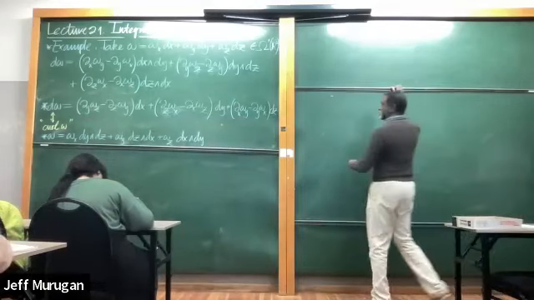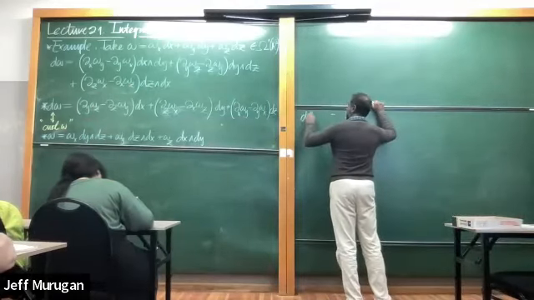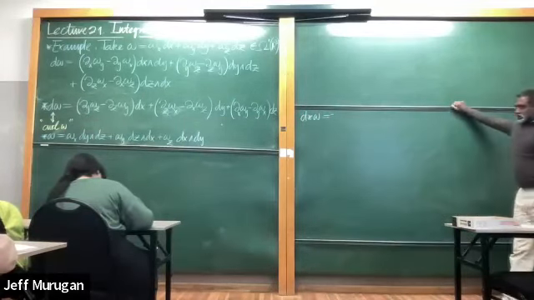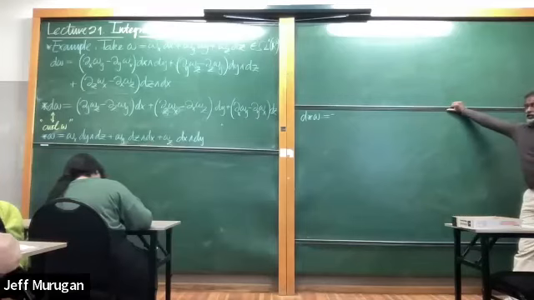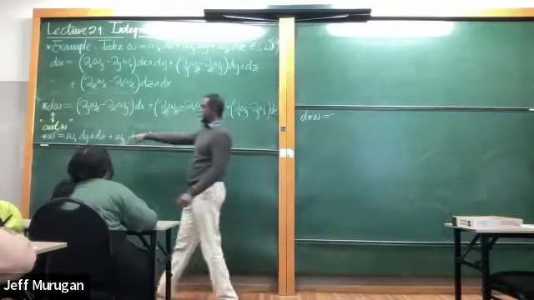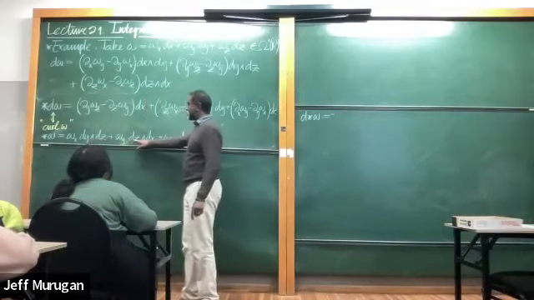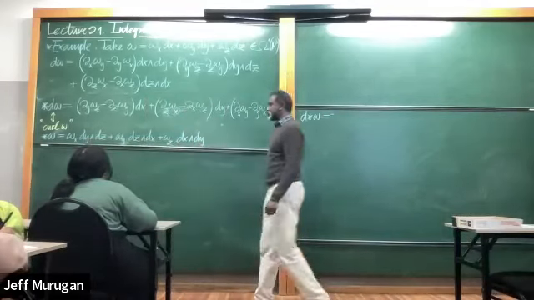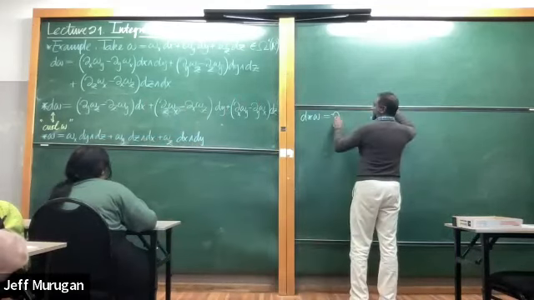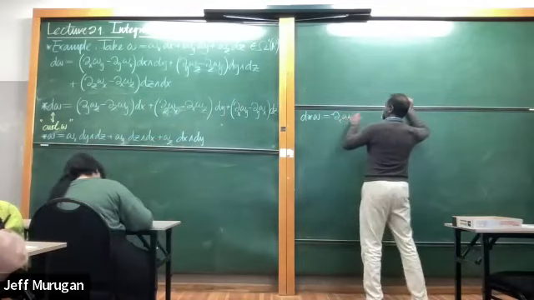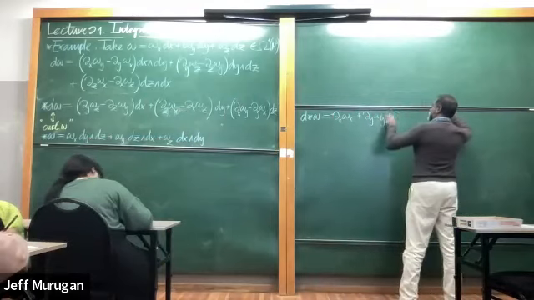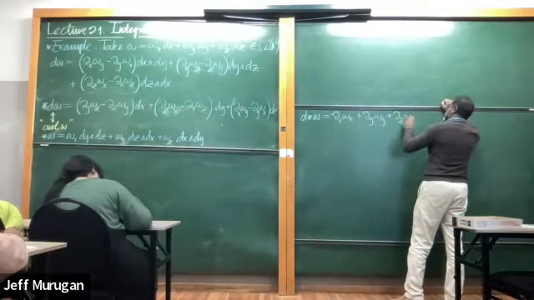this is just going to be d star omega. So star omega is a two form, and d star omega is going to be a three form. Which three form? Well, I can only take one derivative in each term: the derivative with respect to x here, with respect to y here, with respect to z here. So this is dx omega x plus dy omega y plus dz omega z.